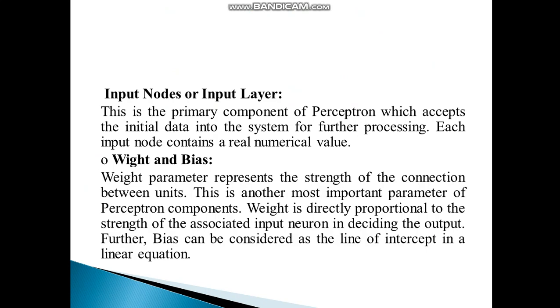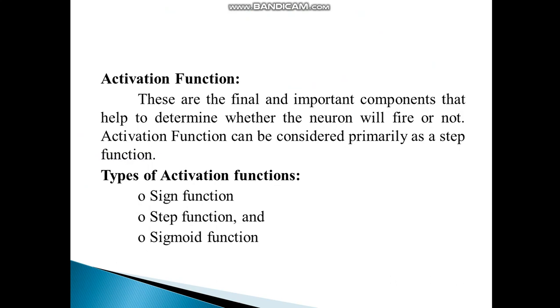Input nodes are the input layer. This is the primary component of perceptron which accepts the initial data into the system for further processing. Each input node contains a real numerical value. Weight and bias. Weight parameter represents the strength of the connections between units. This is another most important parameter of perceptron components. Weight is directly proportional to the strength of associated input neurons in deciding the output. Further, bias can be considered as the line of intercept in the linear equation.